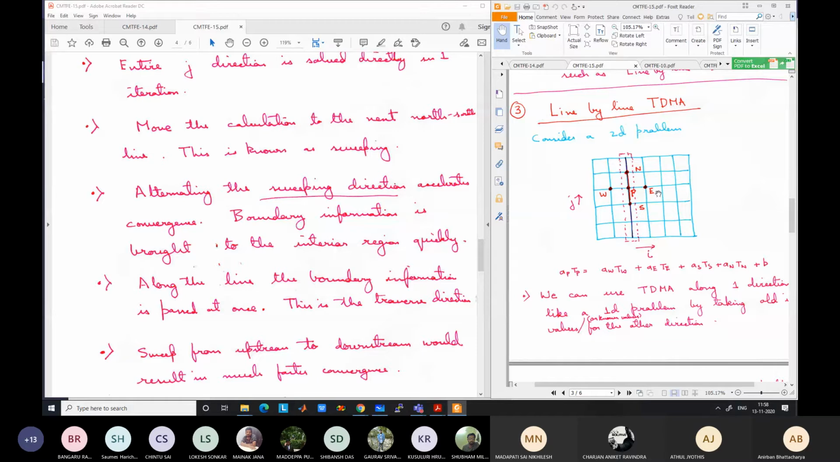For the 3D problem, you should understand that it is just an extension of the 2D problem. So you will have two more unknowns: A top T top plus A bottom T bottom. So there will be 6 neighboring points. Again, you just take 2 neighboring points, a single one directional line, and then first sweep along this plane, and for the next plane sweep along this plane, and for the next plane sweep along this plane. So you have to continue for all the planes.